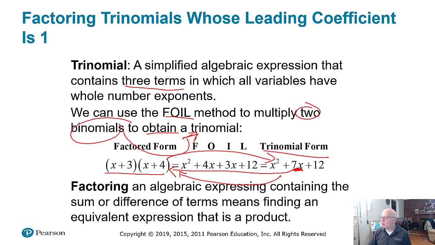Factoring means you're taking the FOIL backwards. And by the way, I'm not going to mention it in this video, but there's another method for factoring that expression. It's called the AC method. Make sure you ask about that in class, and I'll explain it.